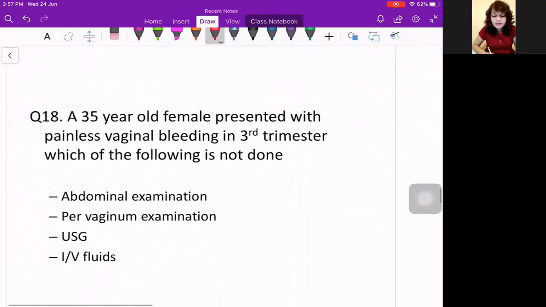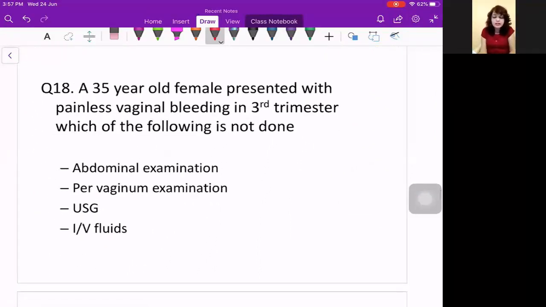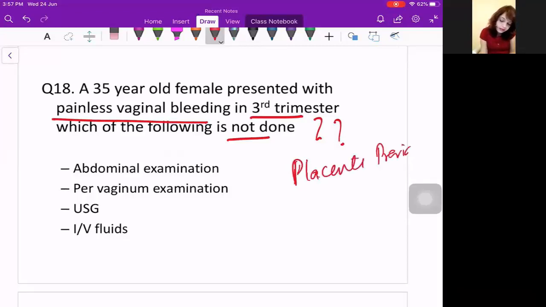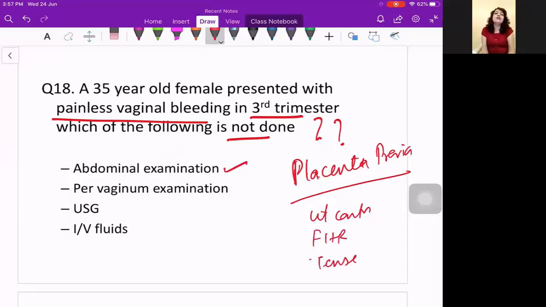Now, a 35-year-old female presents with painless vaginal bleeding in the third trimester. The third trimester was given, or the weeks of pregnancy are given. What is not to be done? So painless vaginal bleeding is placenta previa. Abdominal examination is recommended because you want to see if there are any uterine contractions. You want to check the fetal heart rate. You want to check whether the uterus is tense or tender; a tense and tender uterus goes in favor of abruptio placentae.